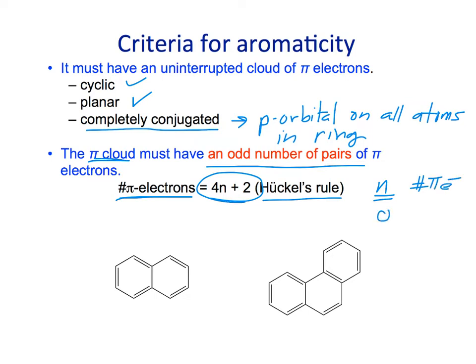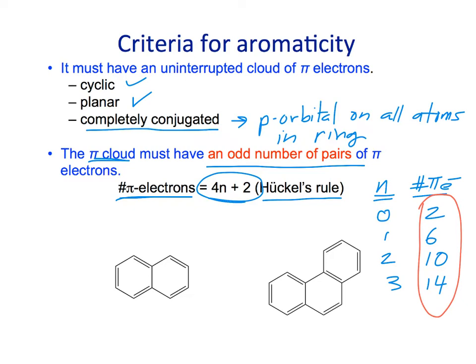We could start with 0. So if we put 0 in for n, we get 2, right? So we could actually have an aromatic compound with only 2 pi electrons in it. If we put n equals 1, 4 times 1 is 4, plus 2 is 6. N is 2, 2 times 4 is 8, plus 2 is 10. We could go up to 3. 3 times 4 is 12, plus 2 more gives us 14, and so we could keep going up like this. So these are possible numbers of pi electrons that could make a molecule aromatic.